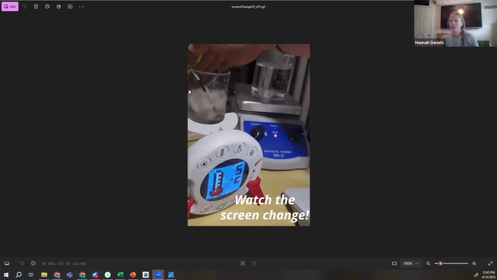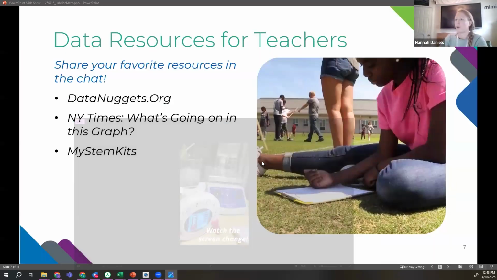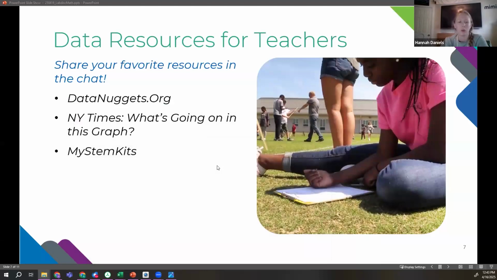Absolutely. Now, I know we are running low on time here, so I do want to share a few resources of good places to go for just general data resources for you as a teacher. These were put together by Jillian for the most part. So these are great places to find info you can use as a teacher.